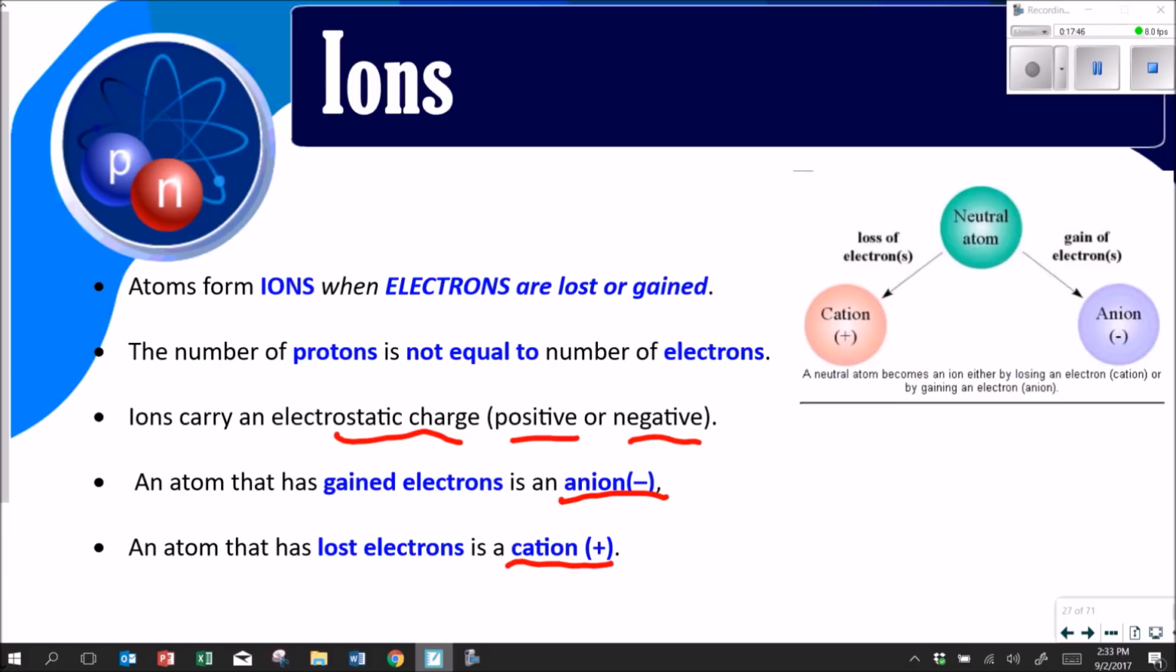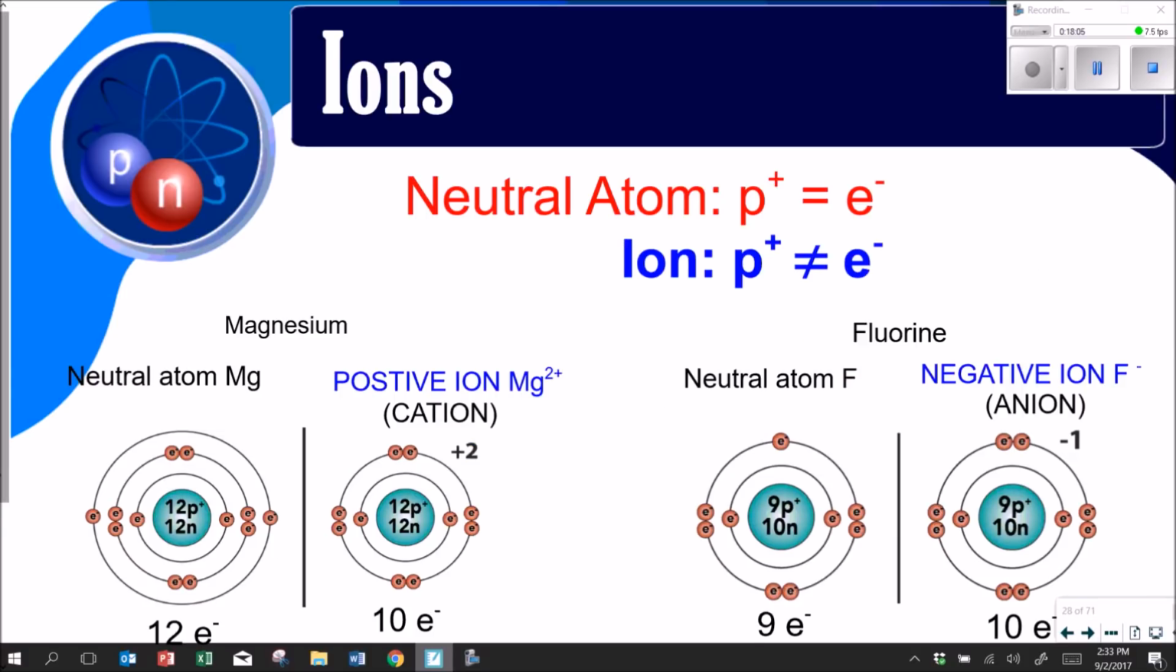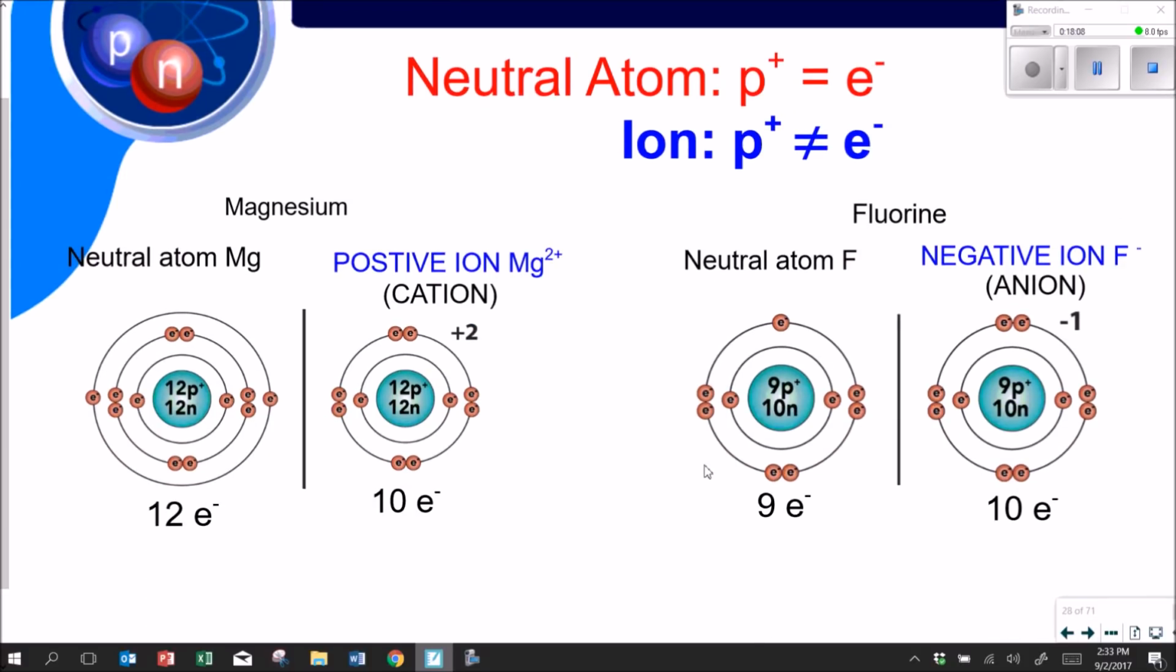How you can remember that is the N in anion can stand for negative, and the T in cation can look like a plus, and that's the positive ion. Let's look at a couple of examples. The element magnesium forms a positive ion.